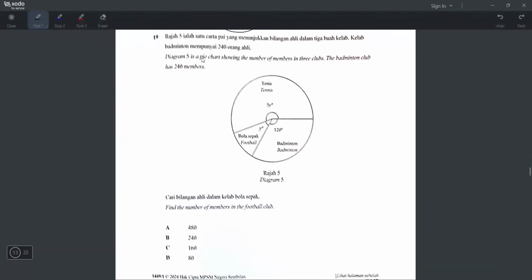All right, number 19. Diagram 5 is a pie chart showing the number of members in 3 clubs. So we have tennis club, football club, badminton club.